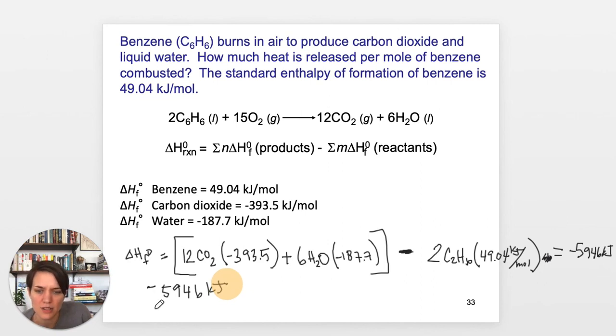balanced chemical equation. So that would be in 2 moles of our C6H6, right? And we want it to be 1 mole, so we'll just divide that number by 2. And you get negative 2973.